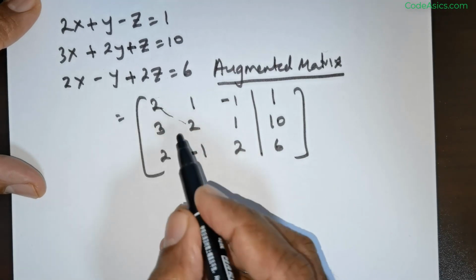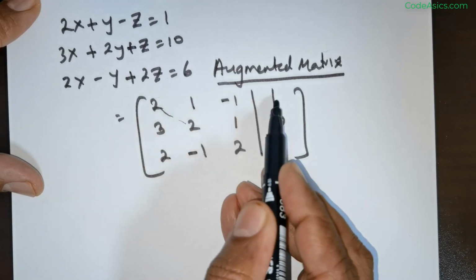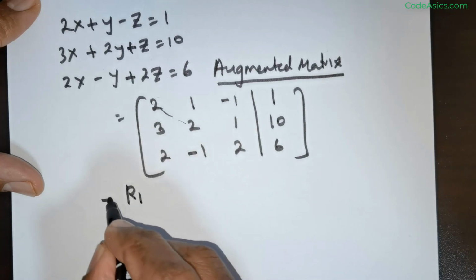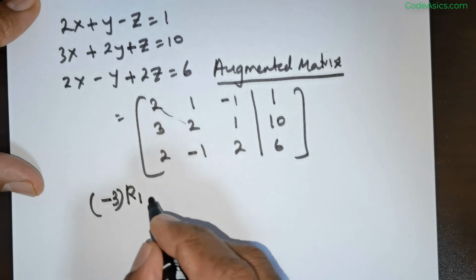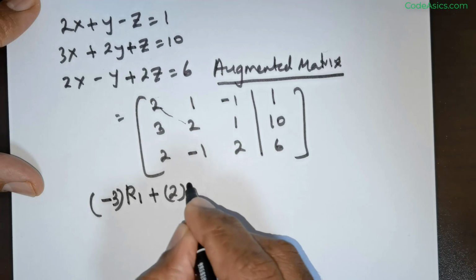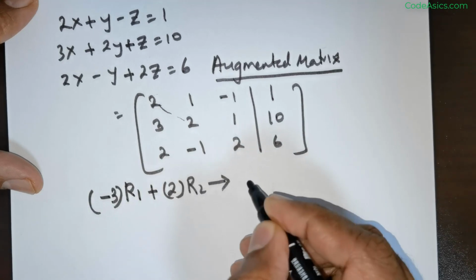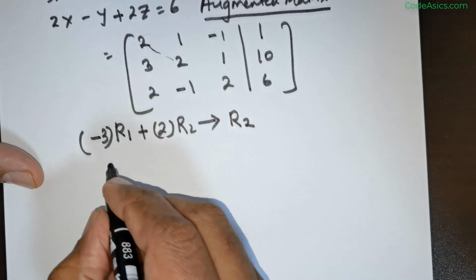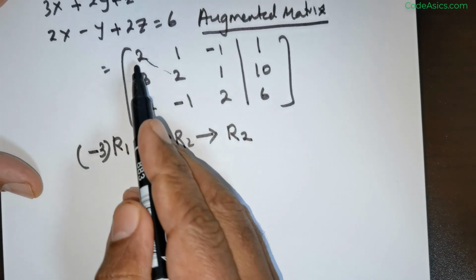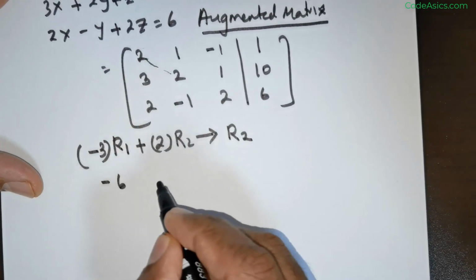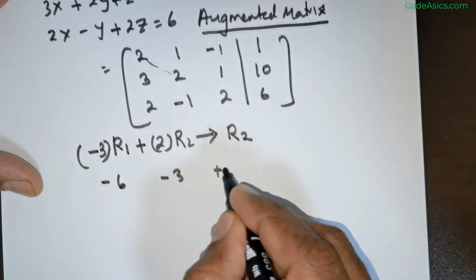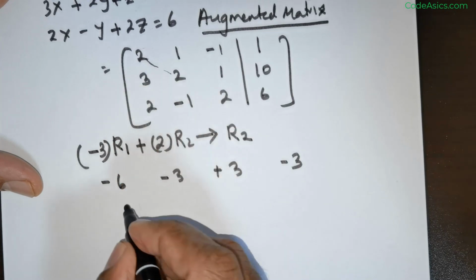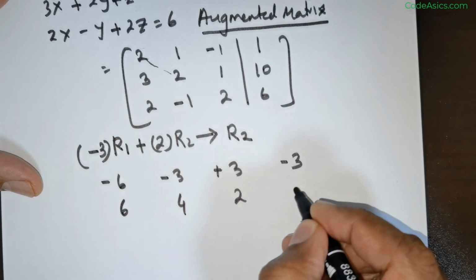Now for that, what I'm going to do is utilize row 1, multiply it by negative 3, and then add it with 2 times row 2, which would give me my new row 2. Let me write down row 1 after multiplying it with negative 3. It's going to be negative 6, negative 3, positive 3 and negative 3. Now row 2 multiplied by 2 gives me 6, 4, 2 and 20.